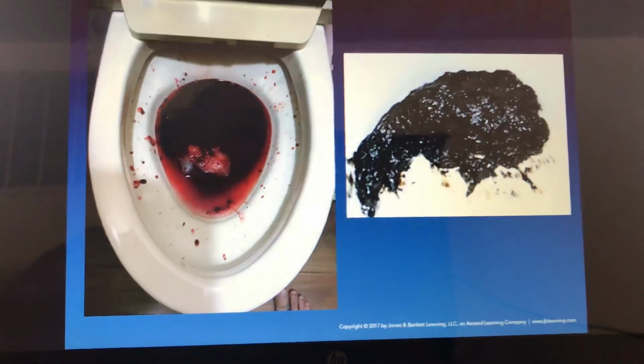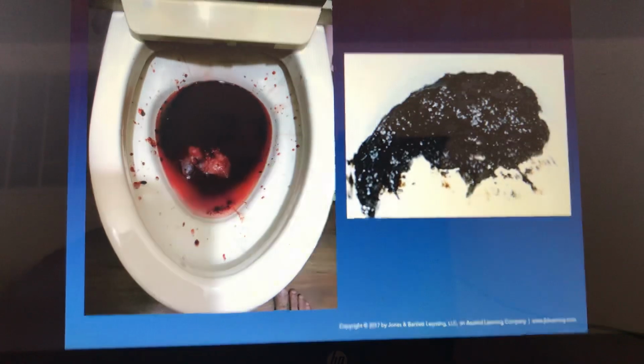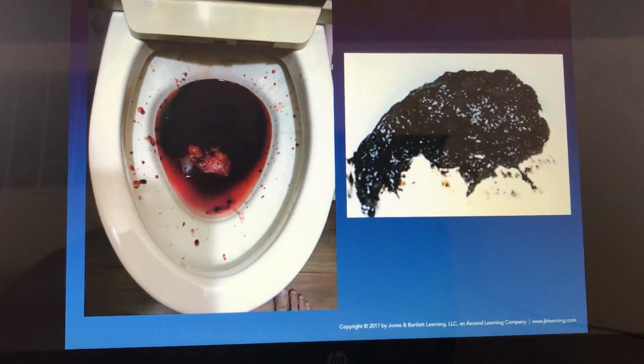That's the melena. That's what you really want to be concerned with. If they start having dark tarry stools, that means they've got an upper GI bleed somewhere, and they are going to probably need some treatment. At least something, maybe some medications to be able to stop the bleeding.